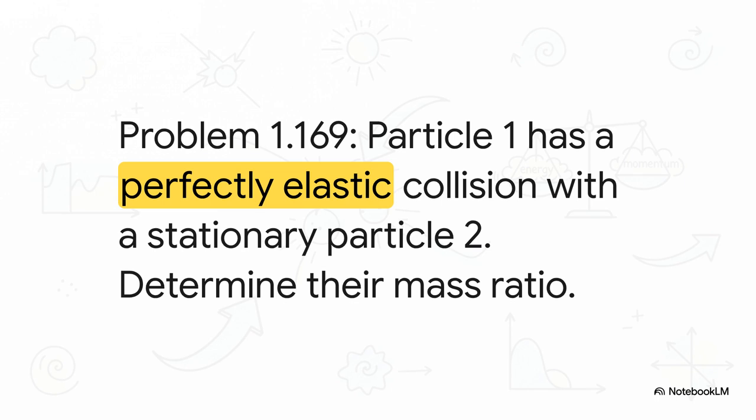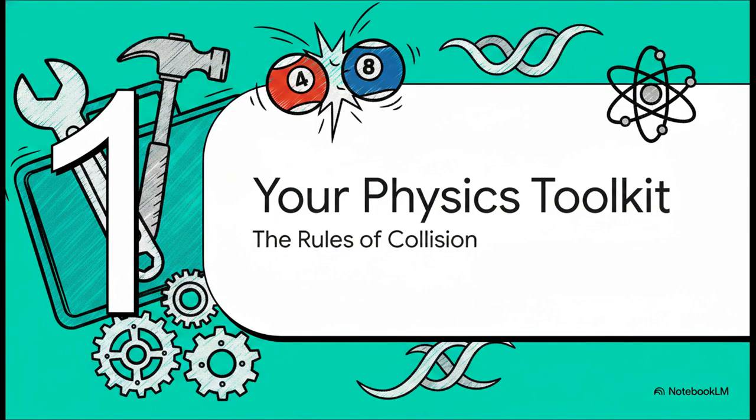Part A is a simple head-on crash. They just fly apart in opposite directions. Part B is more of a glancing blow, where they scatter off at a 60-degree angle to each other. Every one of these little details gives us a piece of the puzzle. Before we even think about writing a single equation, let's get our toolkit ready.